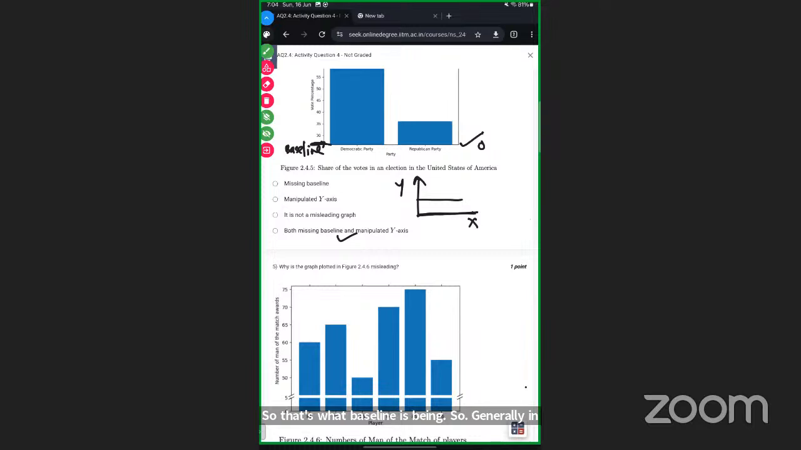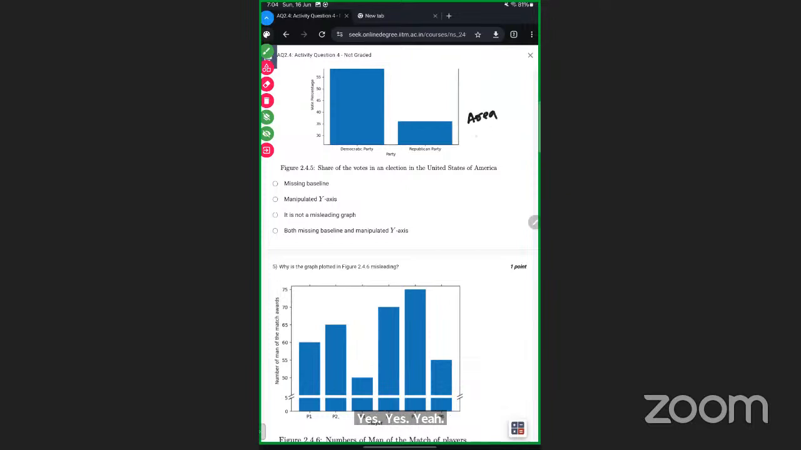Sir, if it does not start from 0, then it's misleading, no? Because the area principle is valid for this. Yes, the important thing is the area principle. You should comply with this, so that the area shouldn't look very high. Yes, the baseline needs to start from 0.